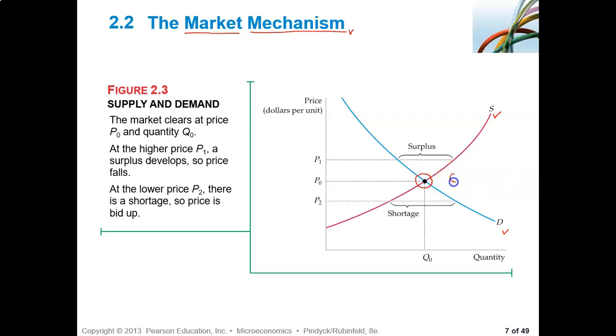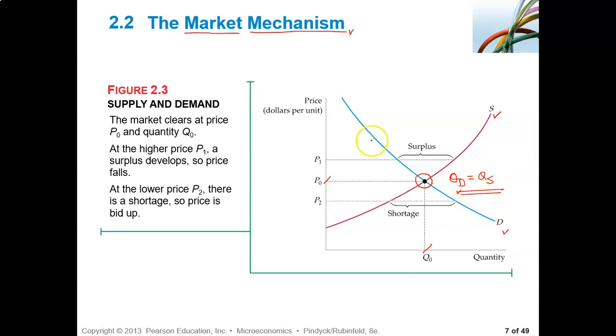At that point of intersection, we have quantity demanded equal to quantity supplied. So this is a state of rest. We will soon explain why. This is the equilibrium price P0 and equilibrium quantity Q0. So that happens when demand and supply are equal to one another.